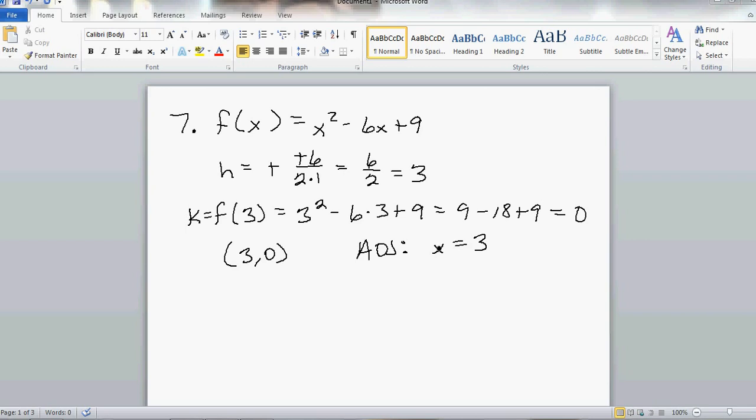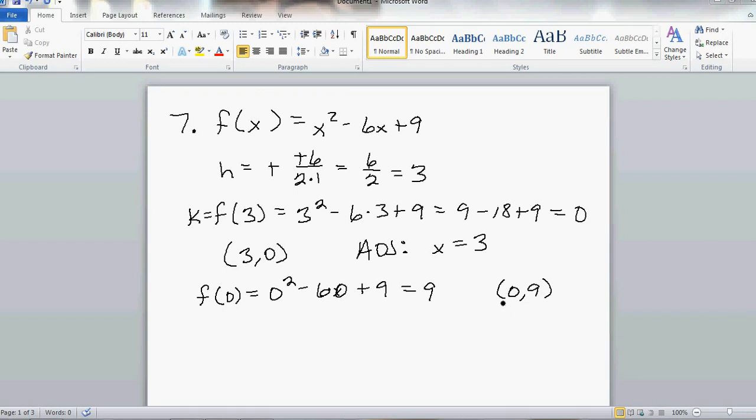And then as far as intercepts are concerned, we need to find the two types. First one is find when x equals 0. F of 0 is 0 squared minus 6 times 0 plus 9, which equals 9. And so one intercept will occur at 0, 9.